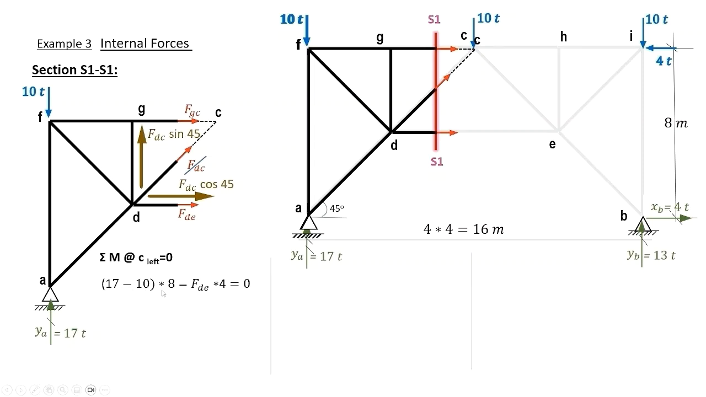17 minus 10 by 8. And the force FDE multiplied by the arm, which is a perpendicular from C to DE. This gives DE equals 14 tons tension force and is plotted on our diagram.